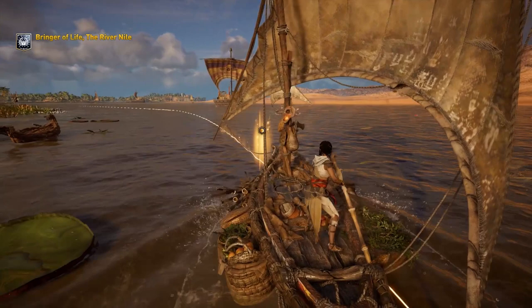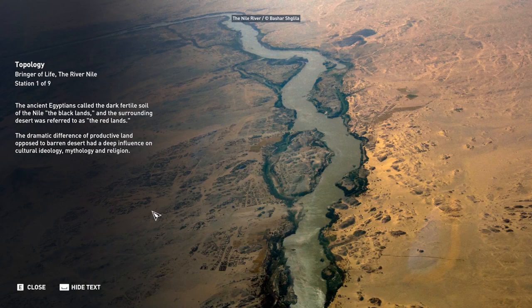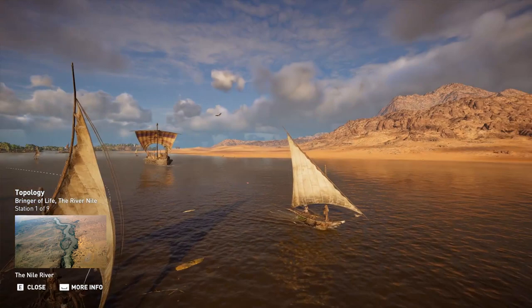The ancient Egyptians called the dark, fertile soil of the Nile the Black Lands, and the surrounding desert was referred to as the Red Lands. The dramatic difference of productive land opposed to barren desert had a deep influence on cultural ideology, mythology, and religion.